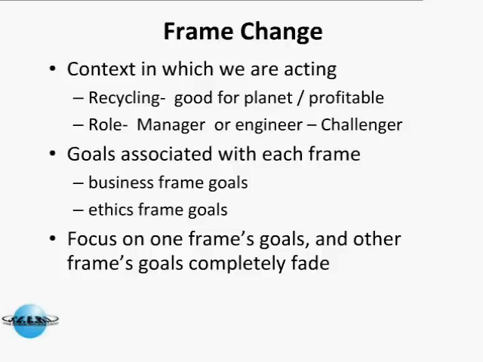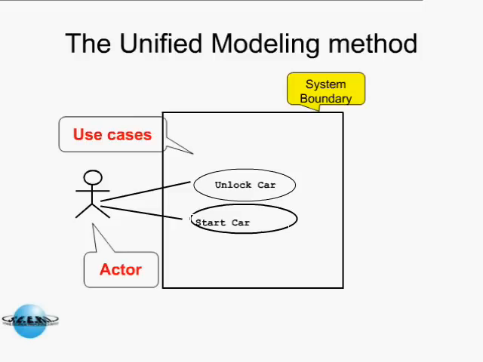In a business frame, the goals are be competent, be successful, and unfortunately, success gets interpreted frequently as whatever you can do to maximize profits. In an ethics frame, the goals are be fair, ask will people be hurt. If we focus exclusively on one frame's goals, then the other frame's goals will completely fade. Some of our basic problem-solving methodologies, such as divide and conquer, actually encourage a narrowing of a problem frame to reduce complexity. For example, here's a UML model we might consider.